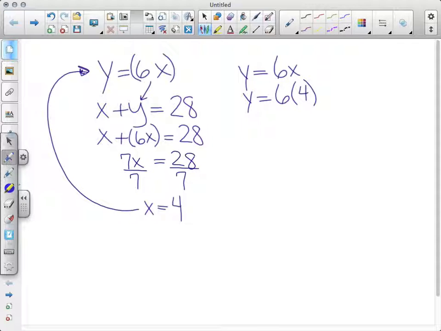Notice when I plug in, I put the quantity in parentheses. So here I did 4 in parentheses. Here I did 6x in parentheses. The reason for that is if you're plugging in a binomial, you're going to have to distribute. And so I find y is equal to 24. So if I were to graph this, these two lines would cross at the point (4, 24). And it's useful to use the algebraic method because when I graph this, (4, 24) is not a point that often falls on a coordinate plane.